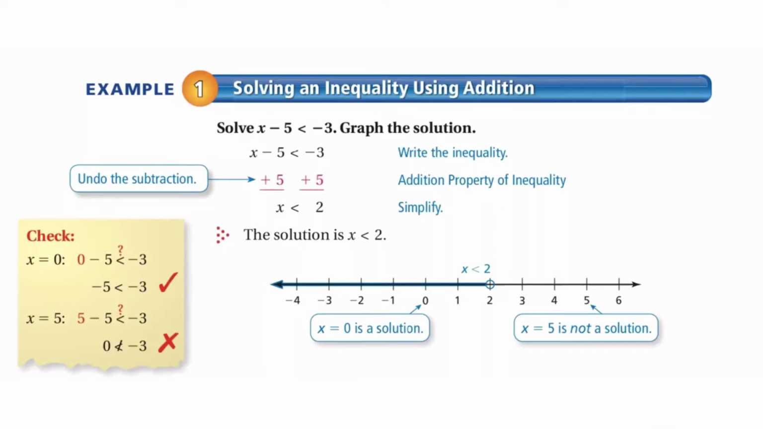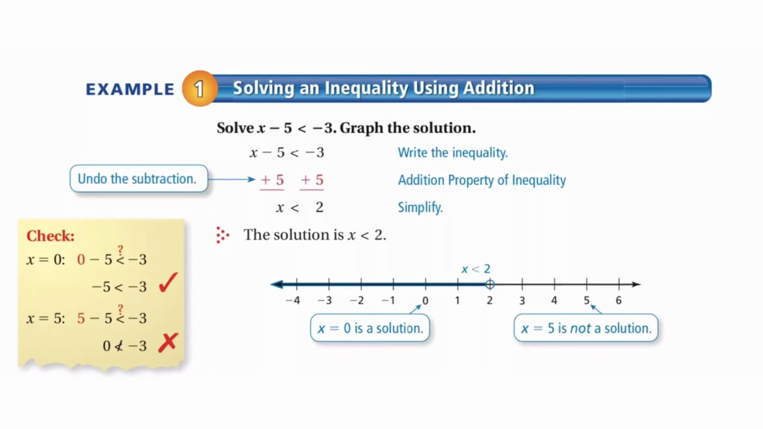So for example 1, solving an inequality using addition, they give us x minus 5 is less than negative 3. We want to get x all by itself. So since we were subtracting 5, we'll add 5 to both sides of the inequality. When we add 5 to the left-hand side, minus 5 and plus 5 cancel out, leaving us with x. And we add 5 to the other side, negative 3 and positive 5 gives us positive 2. So x is less than 2.